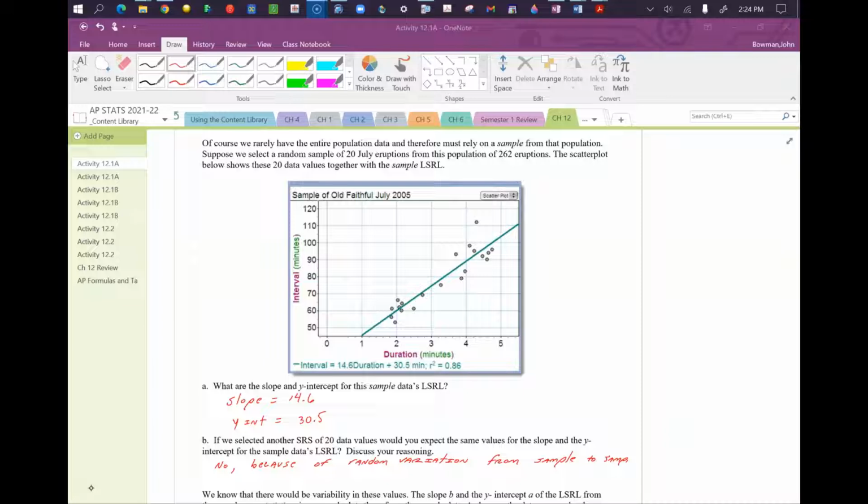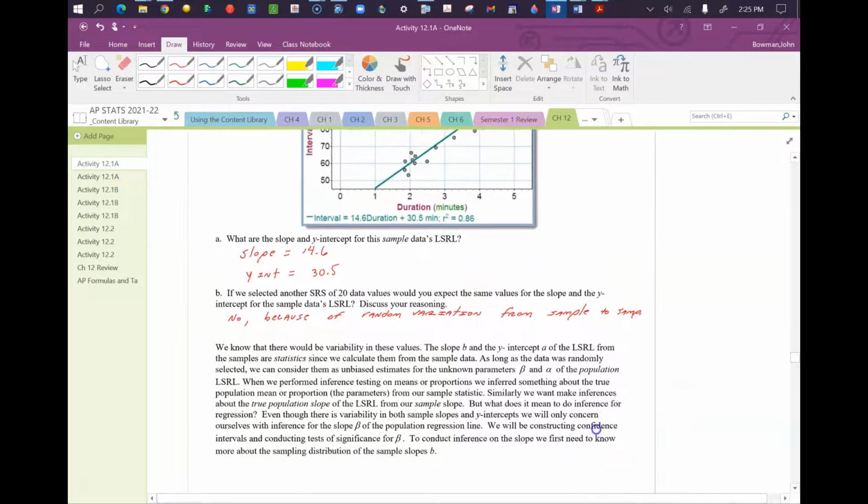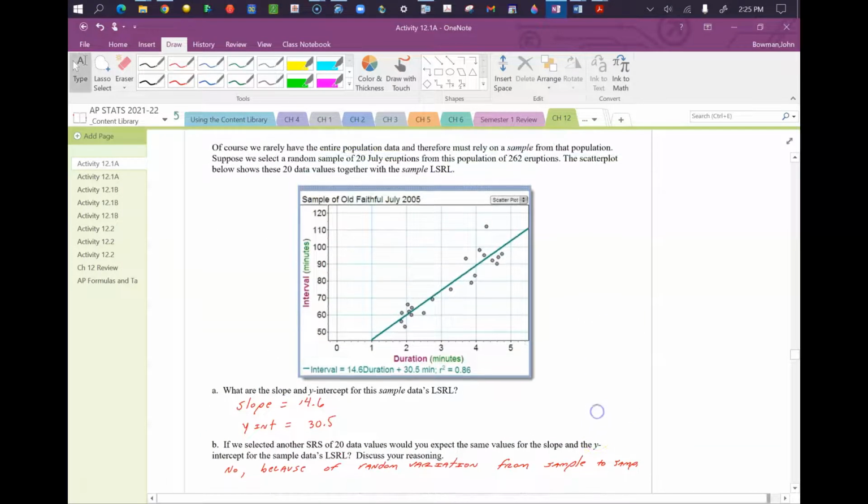On the first day, if you recall, we had a random sample of 22 different pairs of duration of eruption and the interval between eruptions for Old Faithful from a sample from 2005. And from that we estimated the slope of a population line of best fit by coming up with a confidence interval for it.